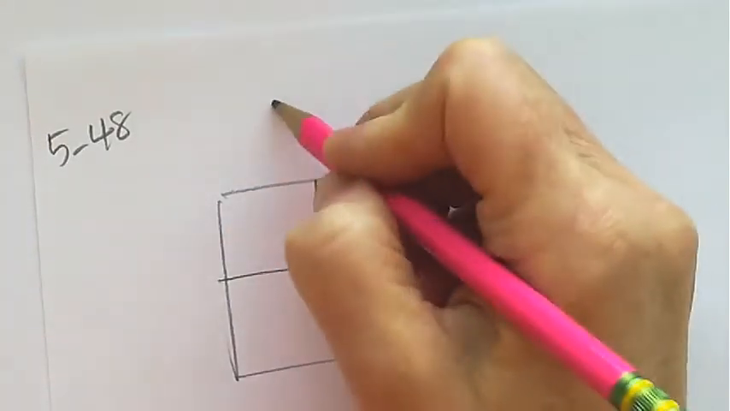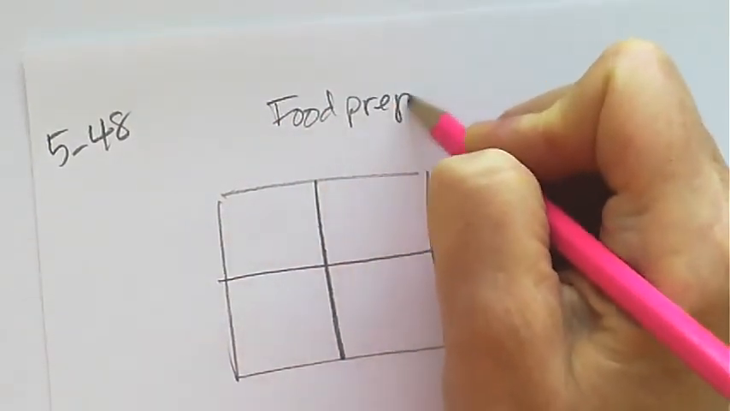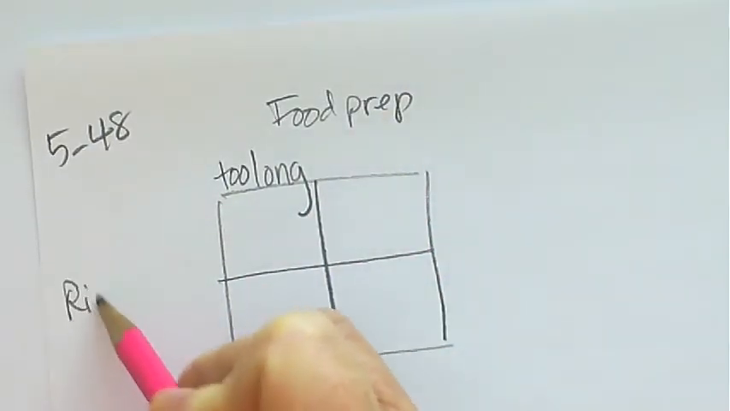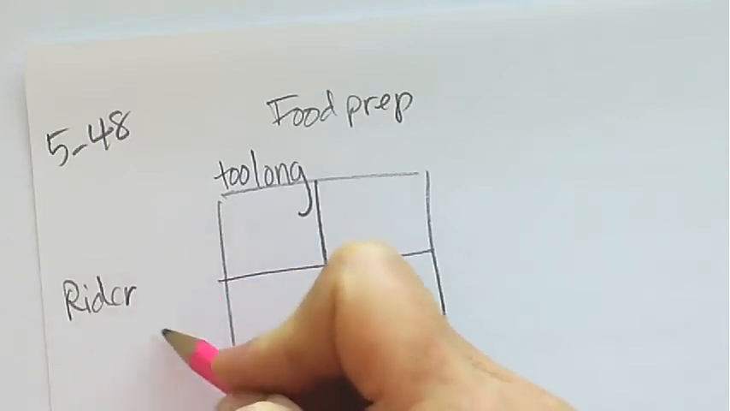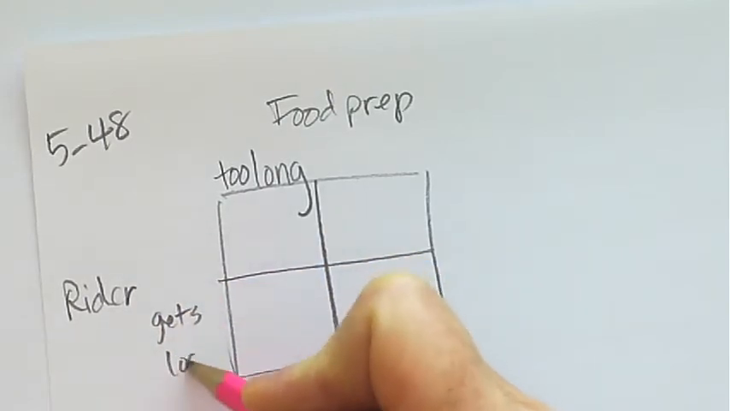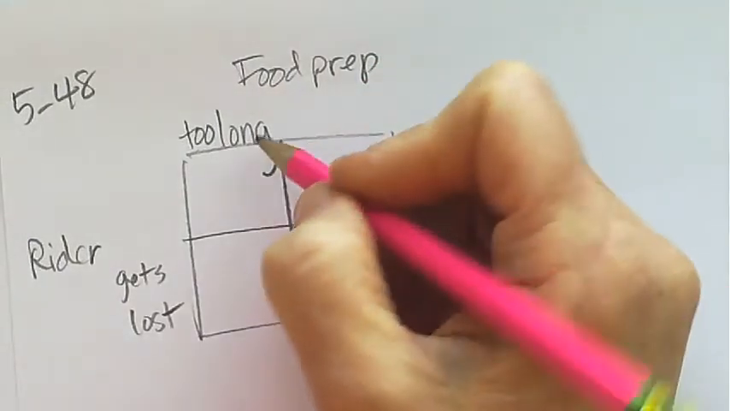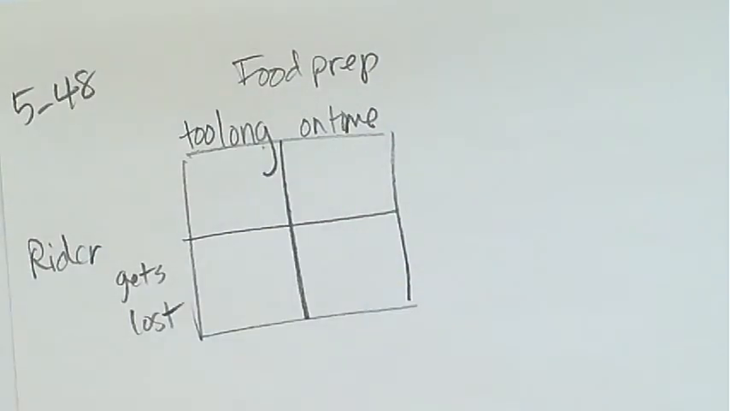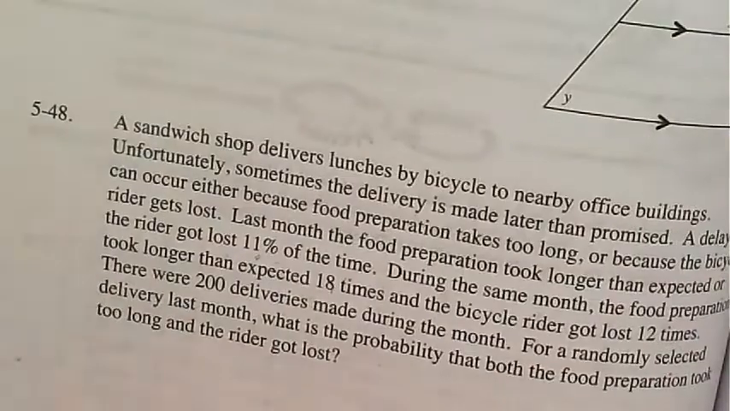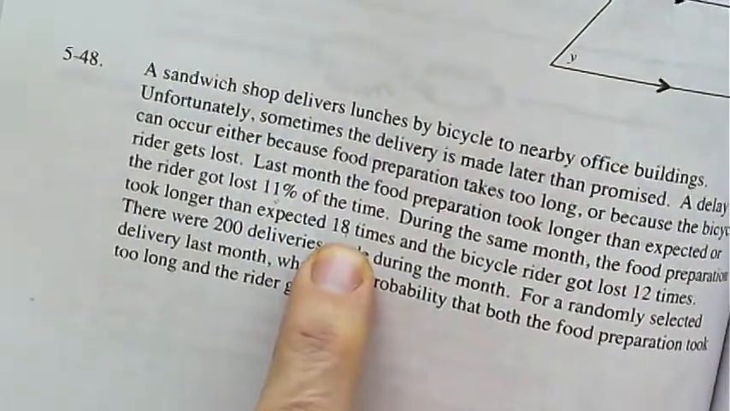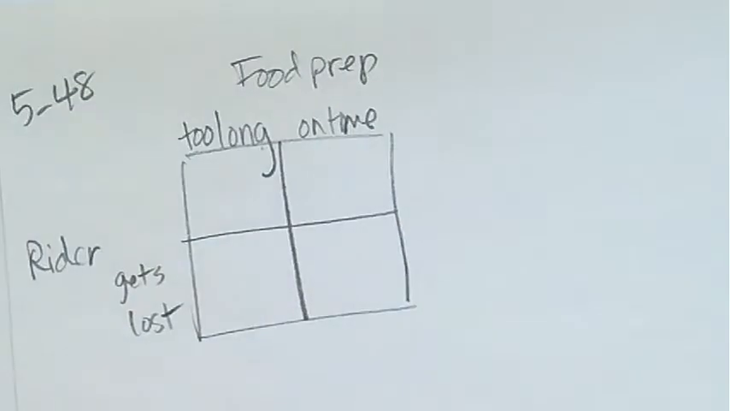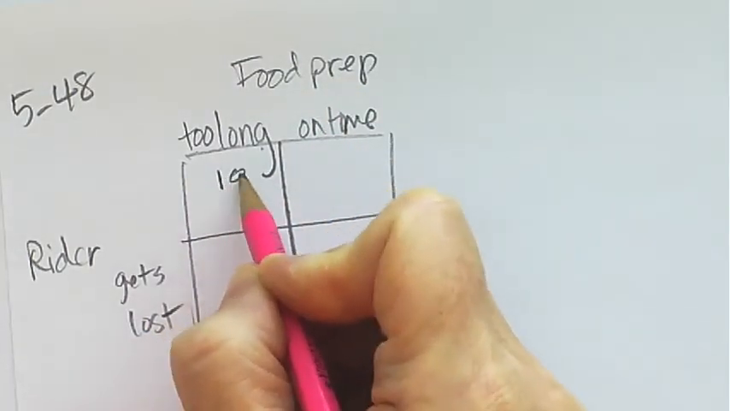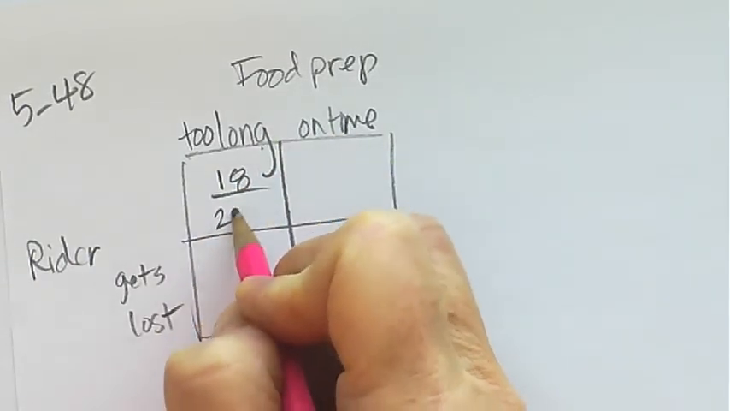Okay, so we're talking about food prep taking too long. We're talking about the rider getting lost, and those are the reasons that the food would be delivered late. So here food prep takes too long, here it's on time, and it tells me that the food prep took longer than expected 18 times in this month. So too long is 18 out of 200.